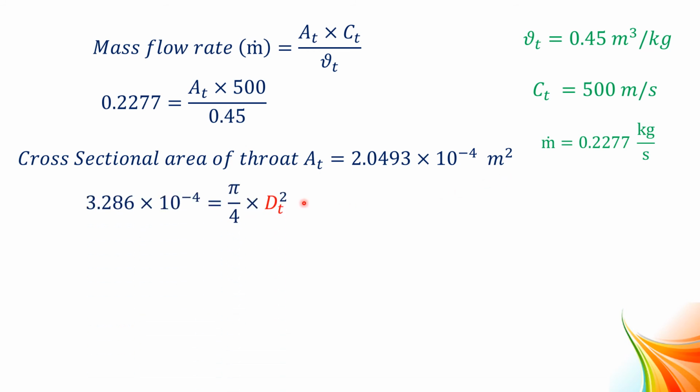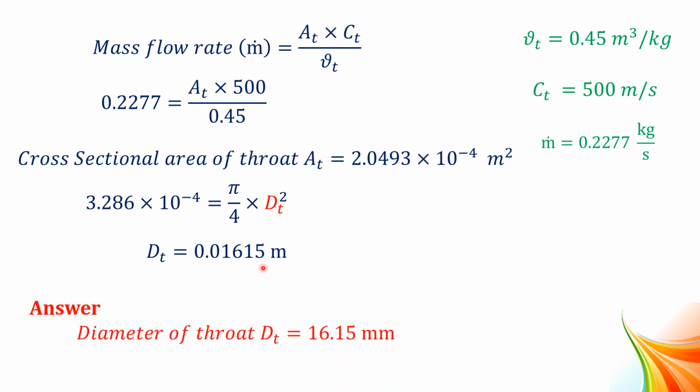Now we know the formula for the cross-sectional area of the throat, At equal to pi by 4 into dt square. Substituting the value of At in this equation, we get dt equal to 0.01615 meters. Our answer is dt equal to 16.15 millimeter. So the diameter of the throat is 16.15 millimeter.